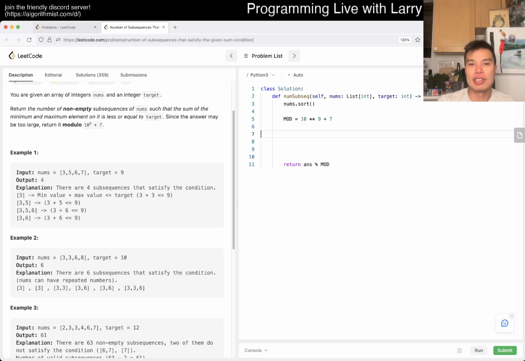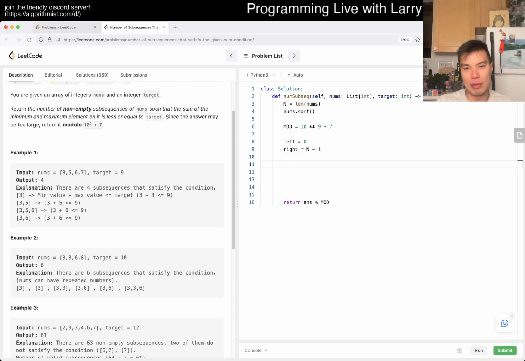But okay, so now, after we sorted, we go left is equal to 0, right is equal to n minus 1, and n is equal to the length of nums. And then basically the idea is that while left is less than, well, maybe even equal to, right, so we want to make this inclusive. And then we set answer equal to 0 for now. And then, okay, what happens?